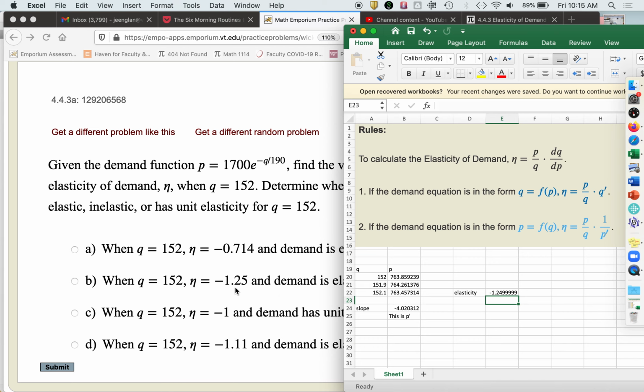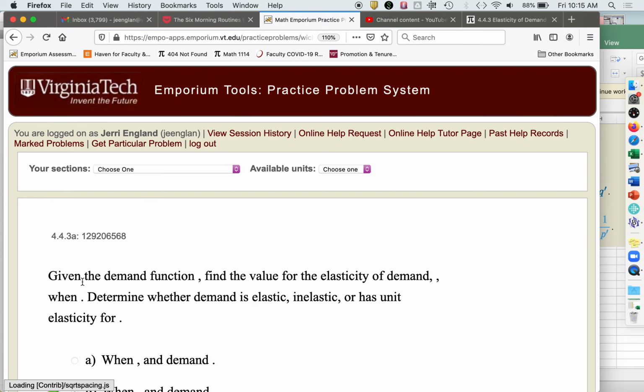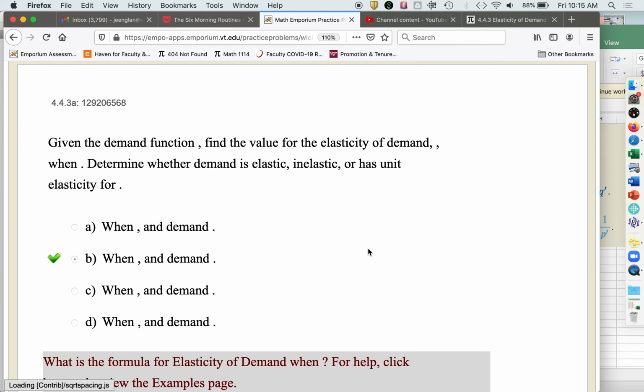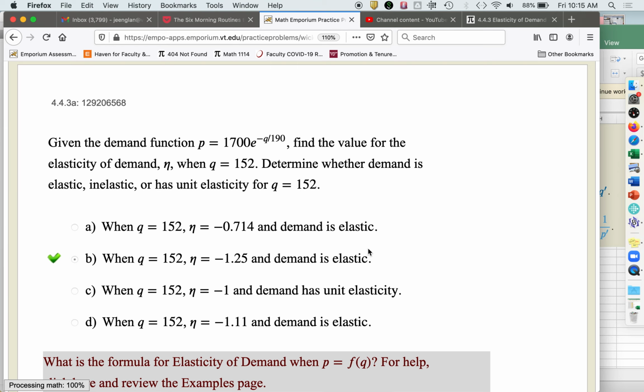And remember that it's said in 4.4.3, if that absolute value is greater than 1, it's elastic. Does this say elastic? It does. So that's a good sign. Let's see if B is the right answer. So be sure to practice this one several times.